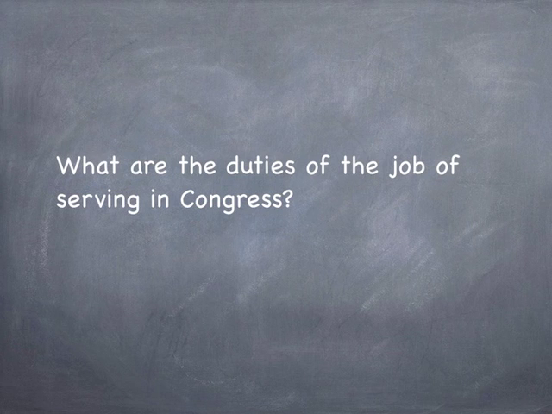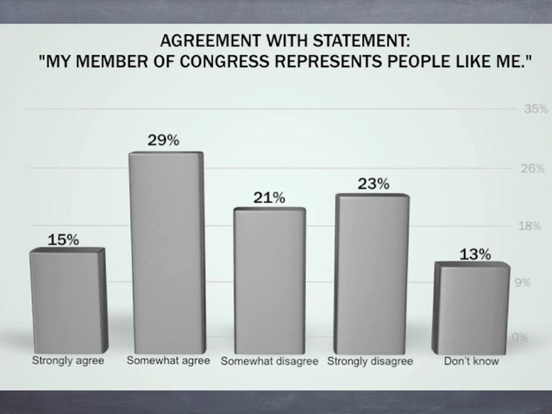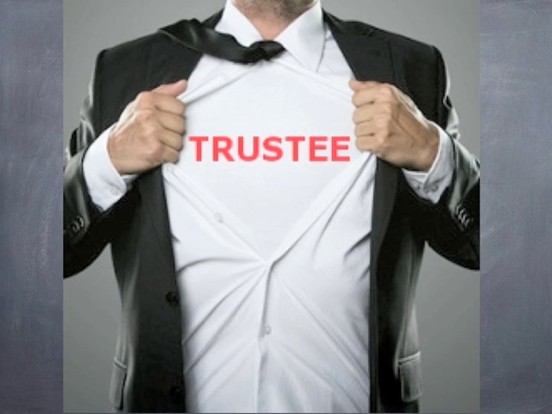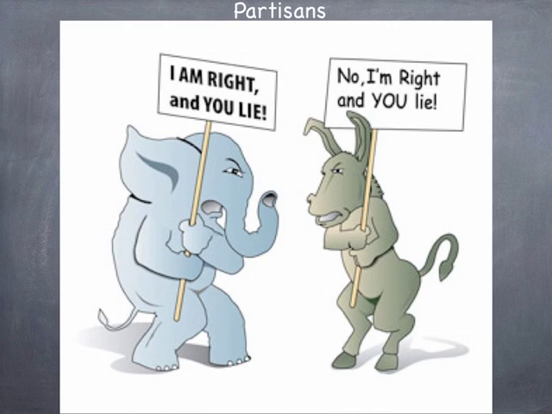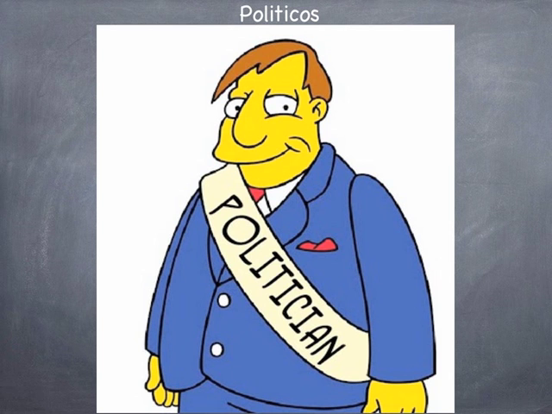What are the duties of the job serving in Congress? Senators and representatives are elected to represent people. As legislators, they have 4 voting options. Trustees believe that each question they face must be decided on its merits. Delegates see themselves as agents of the people who elected them. Lawmakers who owe their first allegiance to their political party are partisans. Politicos attempt to combine the basic elements of the trustee, delegate, and partisan roles.